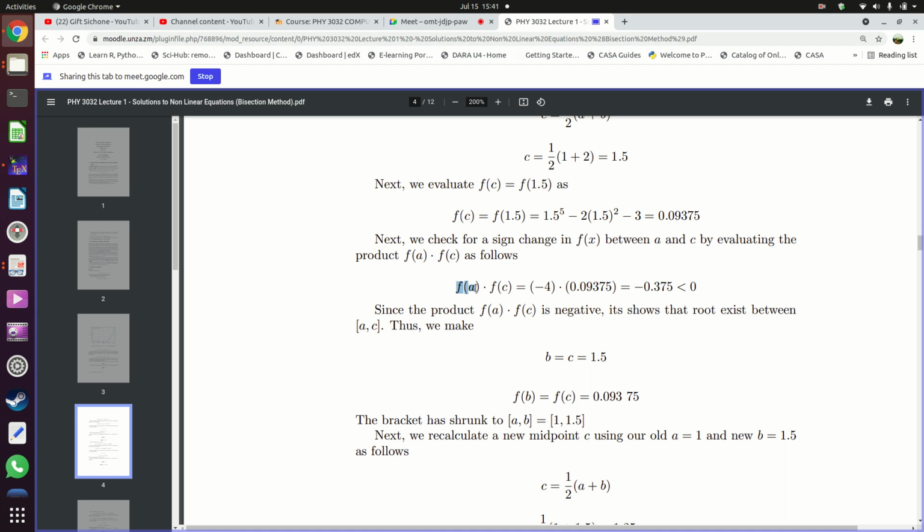So f of A multiplied by f of C, f of A in this case is minus 4 multiplied by f of C, which is 0.09375. You multiply this times that, you get minus 0.375. This is a negative 0.375. This is negative. It's less than 0. Are we clear? Since our product f of A times f of C is negative, this means that between A and C, our function cuts the x-axis. So there is a root between A and C.